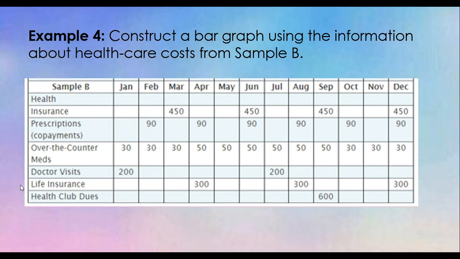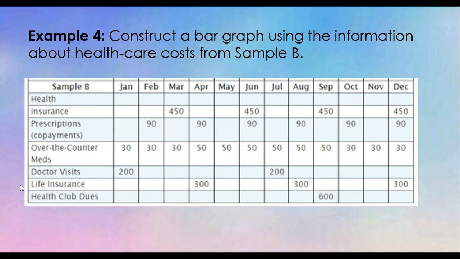So, example 4. Construct a bar graph using the information about healthcare costs from sample B. So we talked about this last time we were here. Here is sample B. This is our just regular cost graph. So we want to construct a bar graph from this.